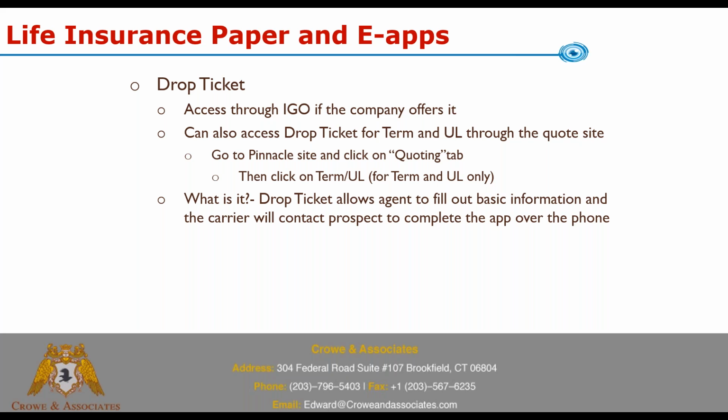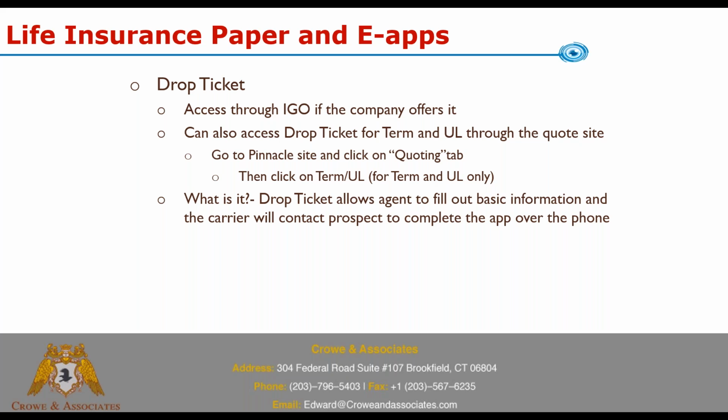A lot of times you'll see options for drop ticket, and people will ask me what that is. Well, you can either do IGO, which is an electronic app where you enter all the information. More or less, you've got to sit on the phone with the client and enter everything for them. Once that's entered, it sends them a link, and they click to complete the application.